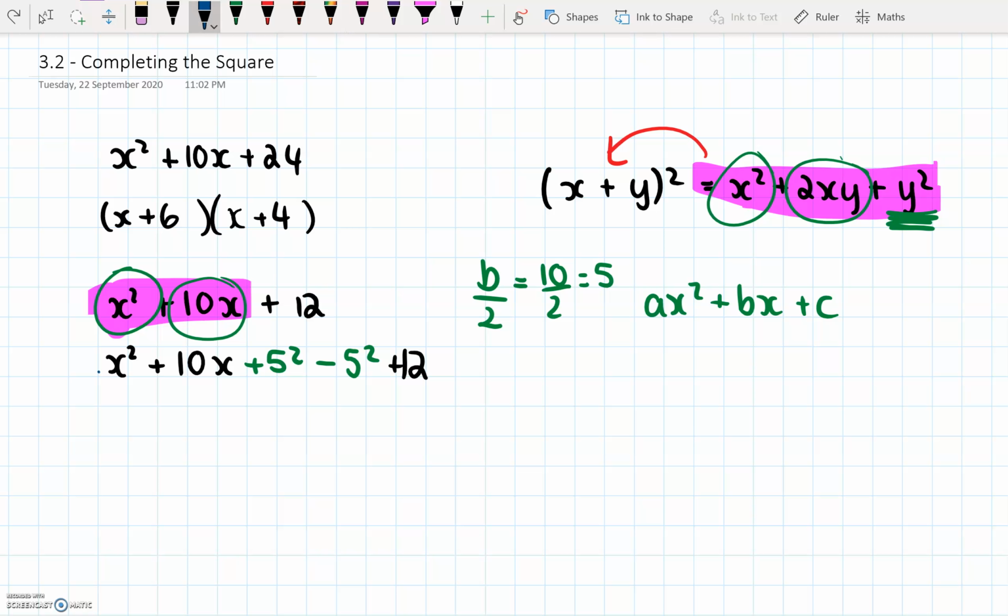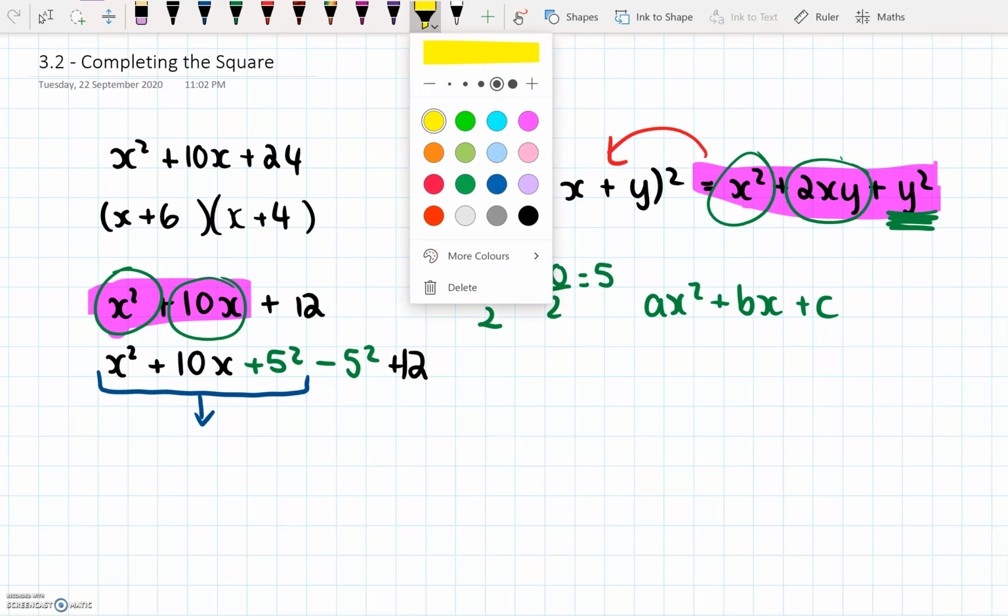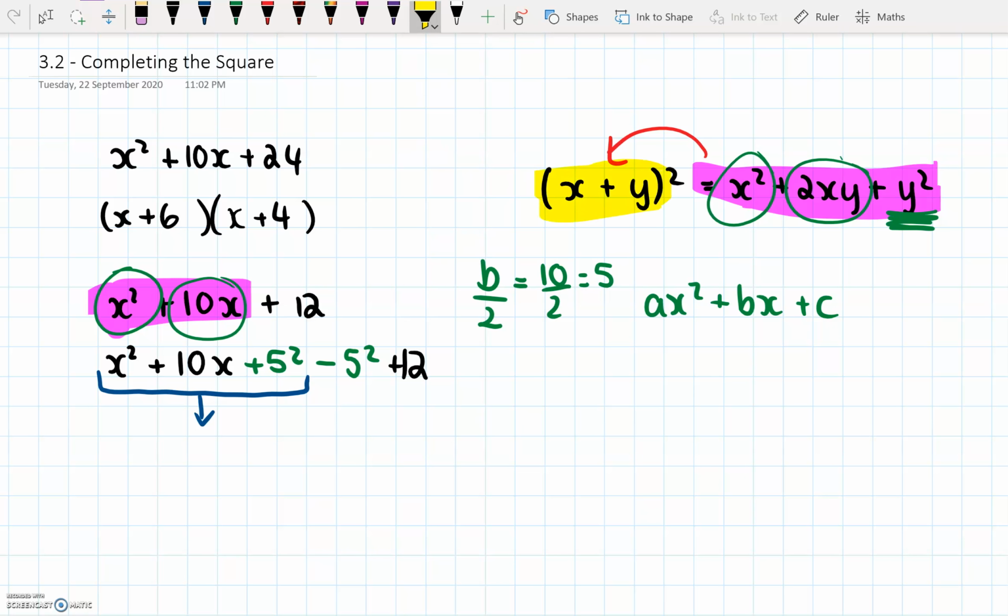So what we're going to do now is take this section of it here and turn that into what we have up here with this x plus y squared. We know that our x was just x in this case. Our y was this third number at the end here.